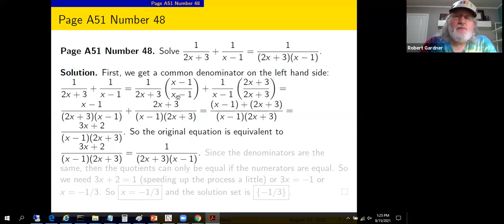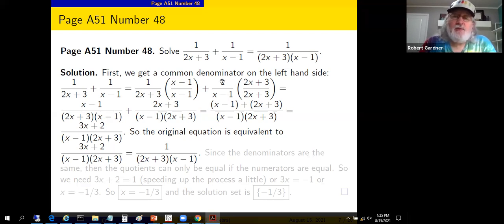the two. Let's take the second term, 1 over x minus 1, and multiply it by 2x plus 3 over 2x plus 3. That'll give a denominator of the product of these two, giving us, as you see in the next line, the common denominator. Okay, back up to this. We'll have a numerator of x minus 1, and we'll have a denominator of the product of these two. So this becomes that.